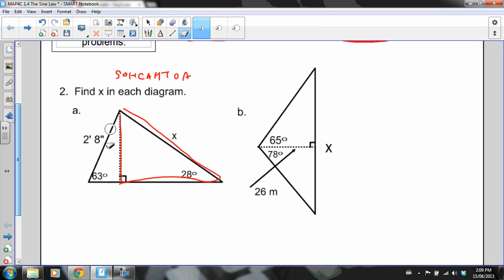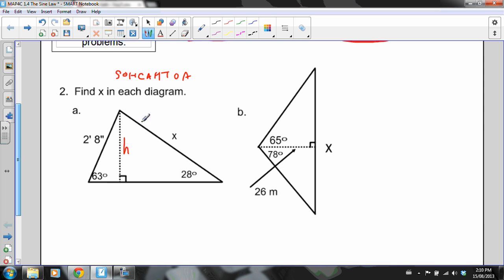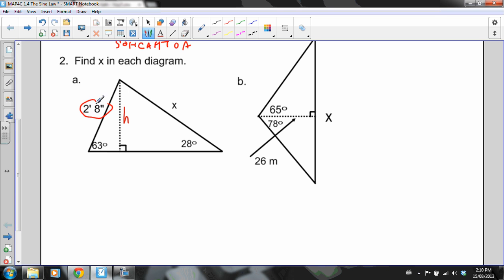Well, what we can do is treat this as a 2-step problem. We can find the height of the triangle from this little triangle at the side. We'll call that the height. And then in the second step, we'll find x. Well, we've got some imperial units we've got to take care of. 2 feet is 24 inches. So altogether, 24 and 8, that's 32 inches. Hopefully that never threw anybody for too much of a loop.